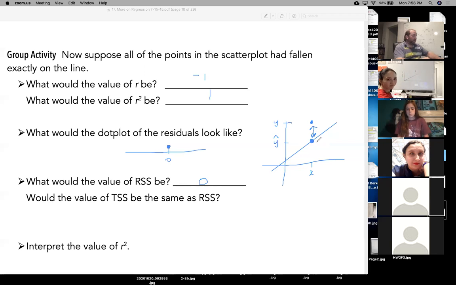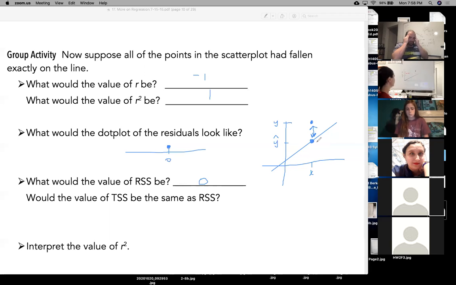It's how far off it is from the line. So if every point falls on the line, the residual is going to be 0, because the point is where it's supposed to be, right?